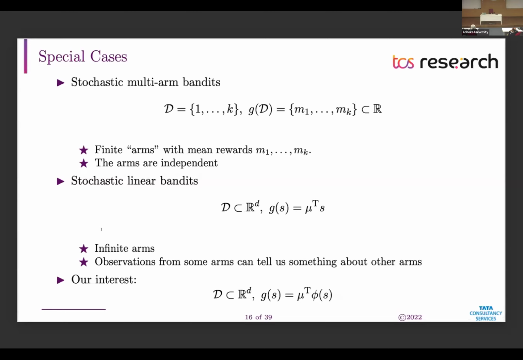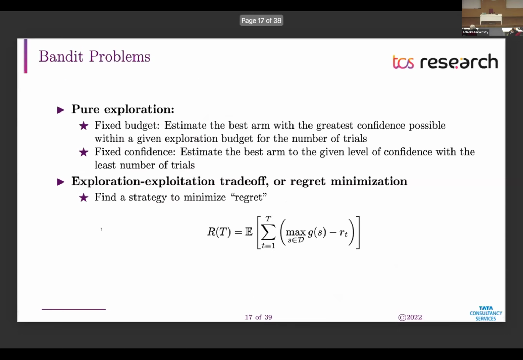What I'm going to be specifically interested in is a slight generalization where the reward function is a possibly non-linear function of the decision, but it is linear in the parameter. It is linear in the unknown parameter. Okay.